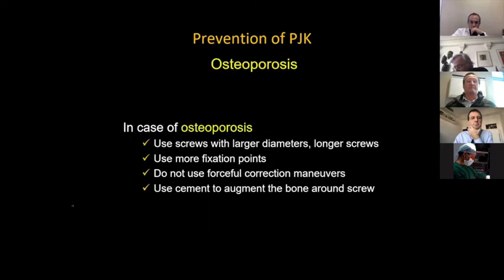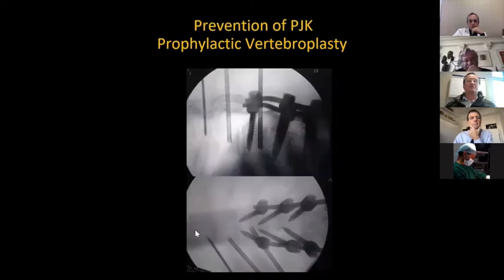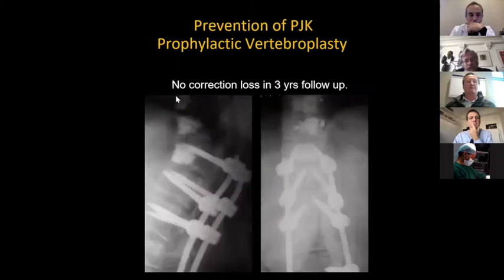There are many. In case of osteoporosis, you can use larger diameters, longer screws, more fixation points, no correction maneuvers, and use cement. This is a case of mine with a significant kyphosis. At the previous surgery, we had done prophylactic vertebroplasty at the upper screw level and two more levels up. No correction loss in 3 years of follow-up.